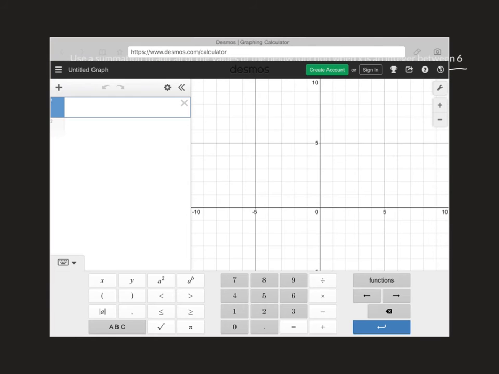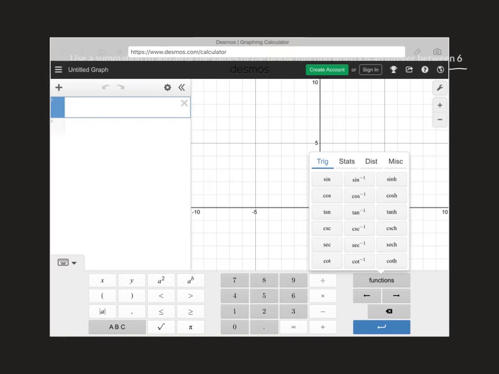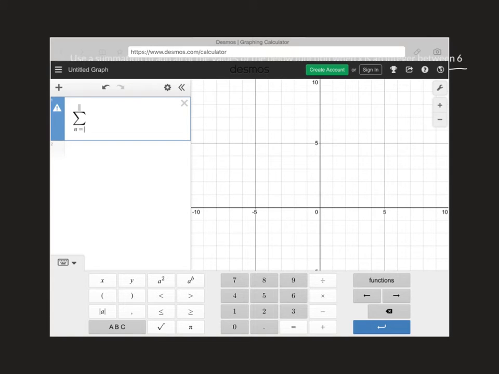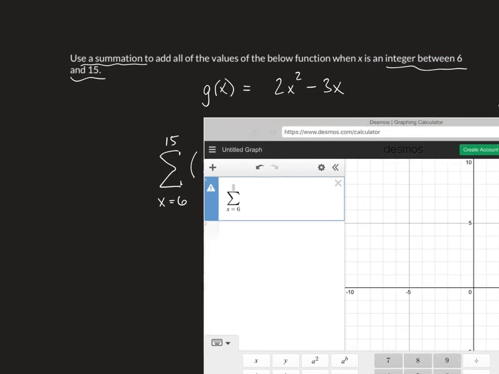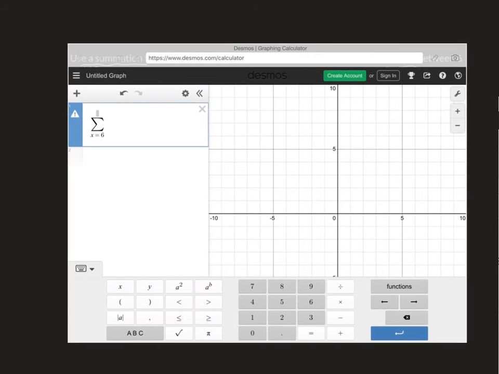Okay, so hopefully you've already done this on your own, and I'm just going to open up the functions menu, grab sigma. I am going to turn this into an x, and I'm starting at 6 and ending at, what did we say we're finishing this at? 15 is where we're going to stop. And I have to make sure that I plug in the correct function here, which is 2x squared minus 3x.